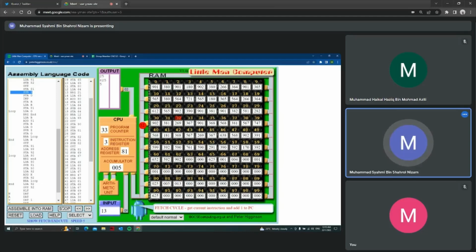So I will run here. I will go fast. So here I will put value E, which is 5. So the input will go to the accumulator, and we'll do the operation.